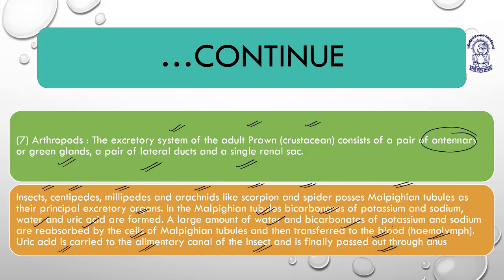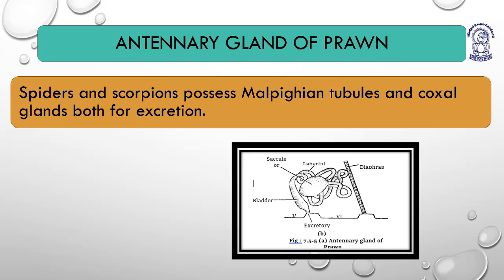So in arthropods, we have two types of excretory systems. One is the green gland or antennary glands of crustaceans, especially the adult prawn, while insects, millipedes, centipedes, and arachnids like scorpion and spider have Malpighian tubules, which act as the principal excretory organ. Large amounts of water and bicarbonates are reabsorbed and transferred to the hemolymph. Uric acid is carried to the alimentary canal of the insect and is finally passed through the anus.